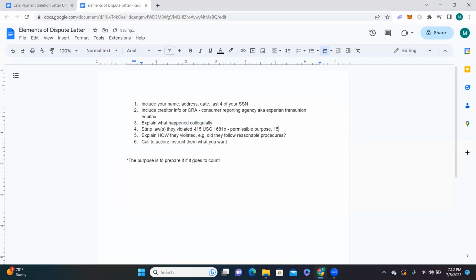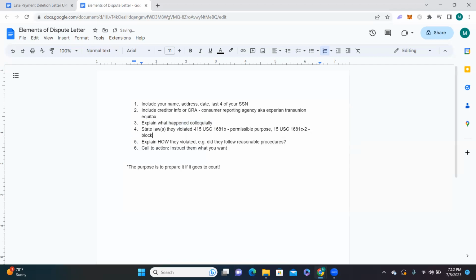And I let them know too, they're going to violate 1681c-2. That's a block of information resulting from identity theft. And you got to remember, if you don't know already, identity theft means no consent. The FTC website, if you don't know what FTC is, it's Federal Trade Commission. The FTC website literally defines identity theft as without your consent, basically, without your permission. So keep that in mind.